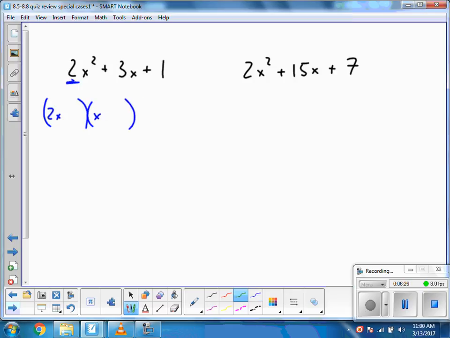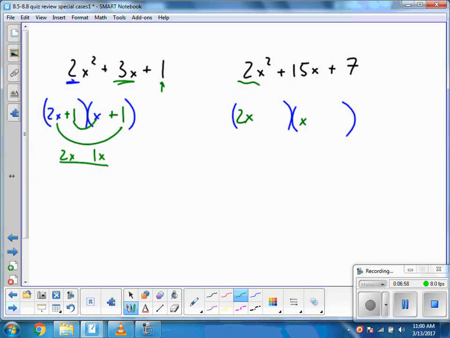Now the next thing I'm going to look at is the 1, and I'm going to ask myself, what times what gets me 1? Well, 1 times 1 gets me 1. So I'm going to try it. Okay, 2x times 1 is 2x. 1 times x is 1x. Together they get me to my 3x. I'm done. So guessing and checking is avoiding splitting the middle term. It's kind of like using a shortcut. It's what guess and check is. You're guessing, and then you're going to check it. If it works, great. If it doesn't, try something else.